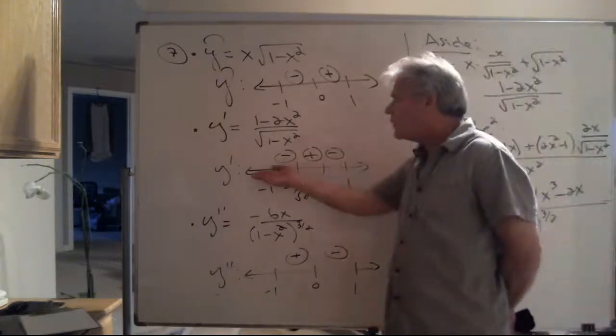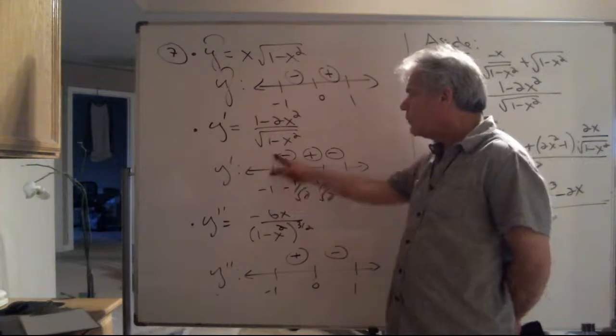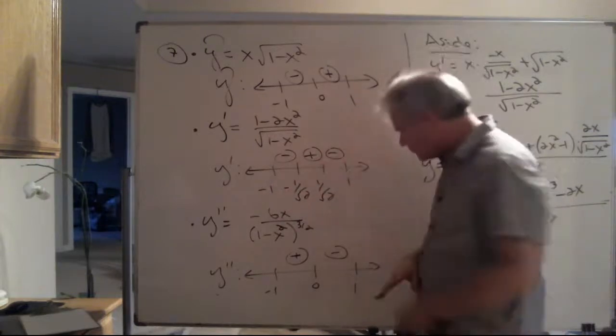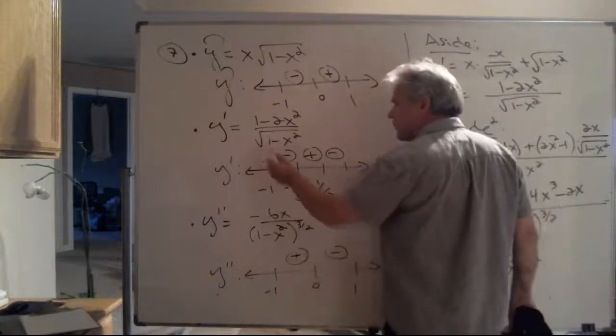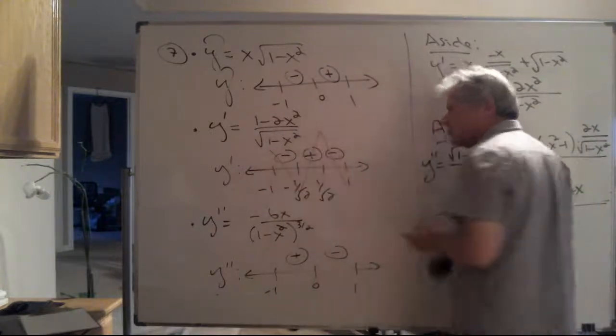plotted the zeros of my numerator and denominator, and built a sine graph of the first derivative function. This again tells me where the original function changes from decreasing to increasing, and then vice versa.